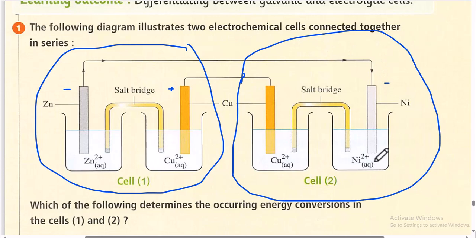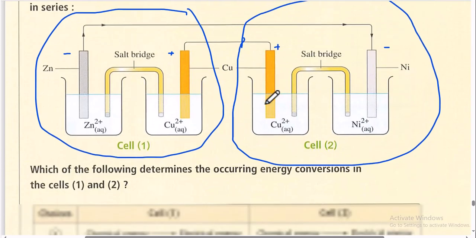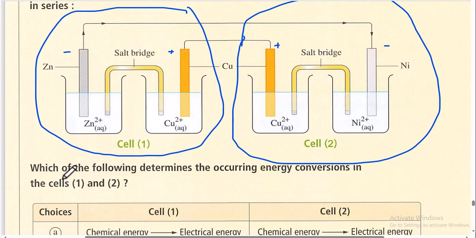So nickel here is connected to the negative pole of the battery to act as cathode and negative electrode at the same time. Copper here is connected to the positive pole of the battery to act as anode, and it is the positive pole. So let's see the examples or the problem or the question.